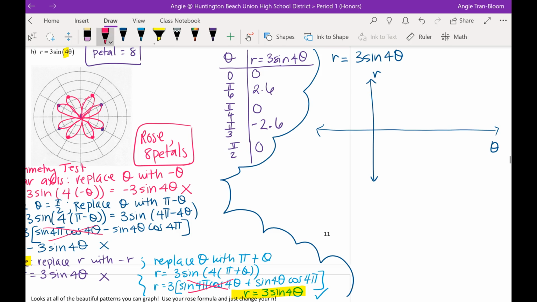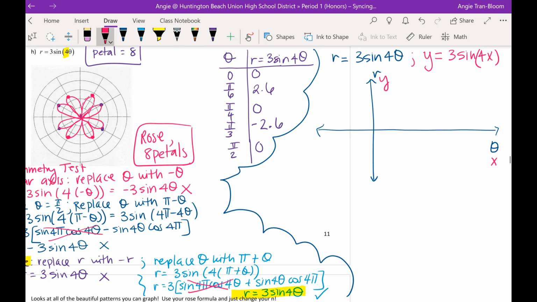Now, again, you don't have to do this. You don't have to copy this. If I switch the variables, instead of r and theta, which looks confusing, can I go y equals 3 times sine of 4x? Would that be okay? So, x and y. Just kind of mimicking what you already know.